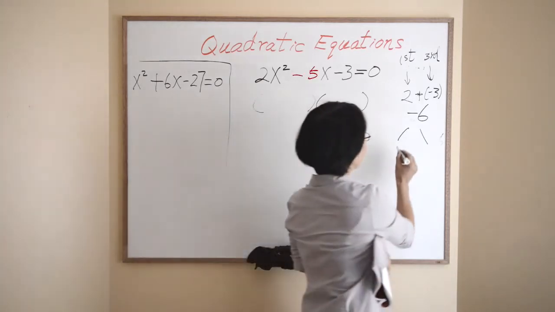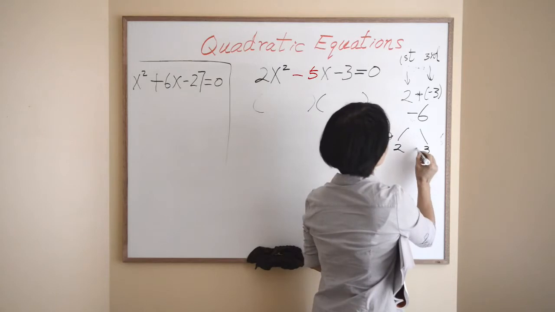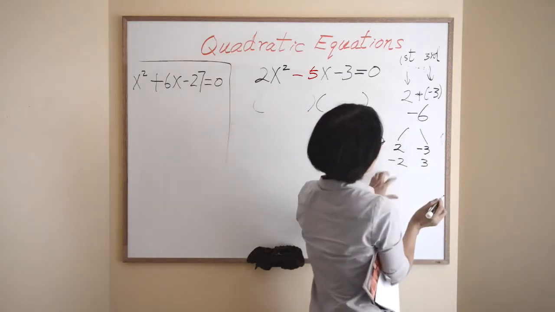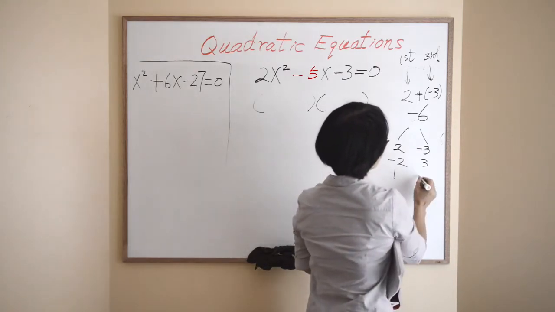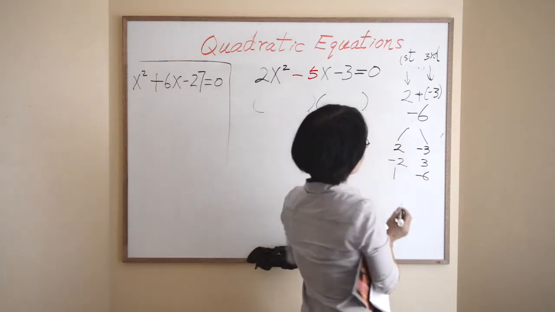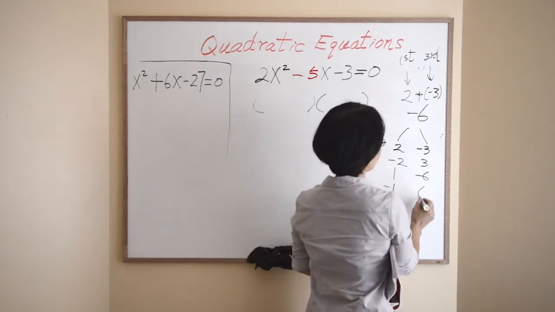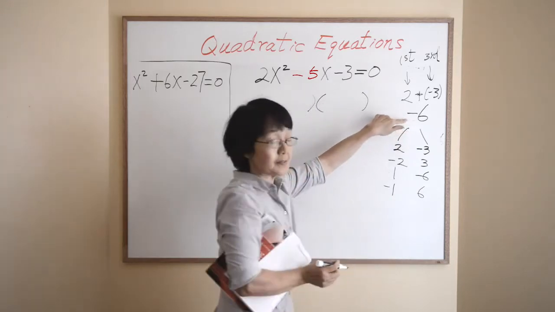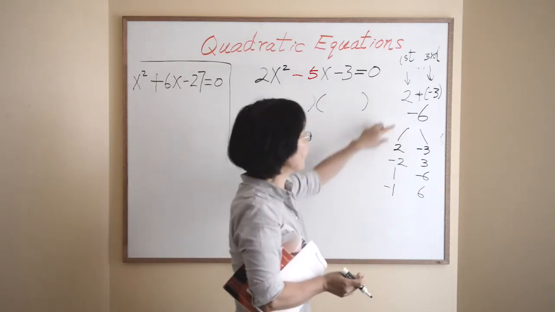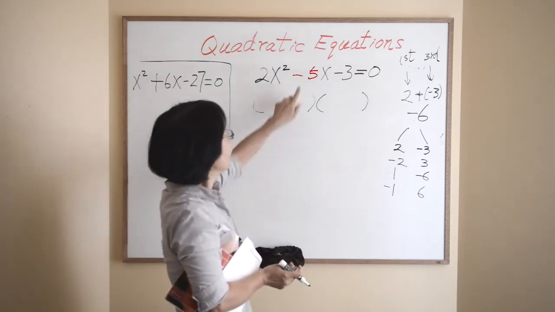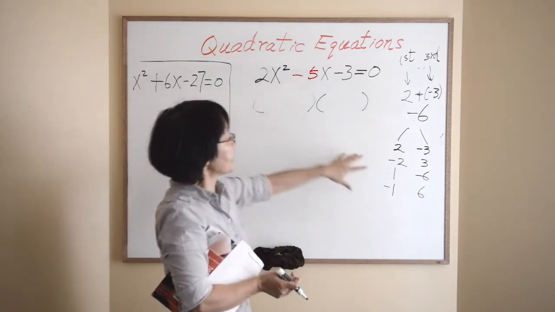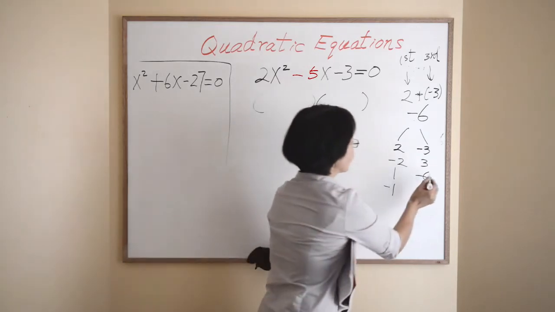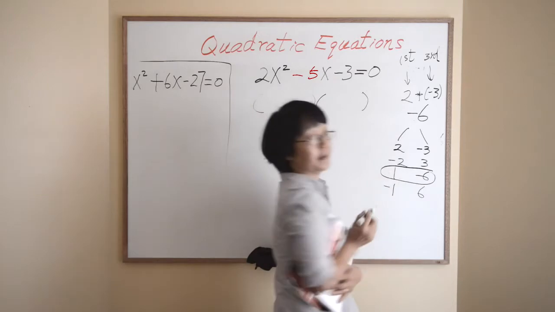You know that 2 times minus 3 gives you minus 6, or minus 2 times 3 gives you minus 6, or 1 times minus 6 gives you minus 6, or minus 1 times positive 6. All these pairs will satisfy this, okay? They are products. When you multiply them together, they give you minus 6. But we want a pair that when you add these two numbers together, gives you minus 5, okay? So obviously, this is the pair you will pick, okay?